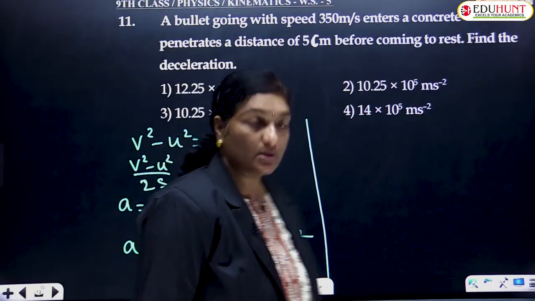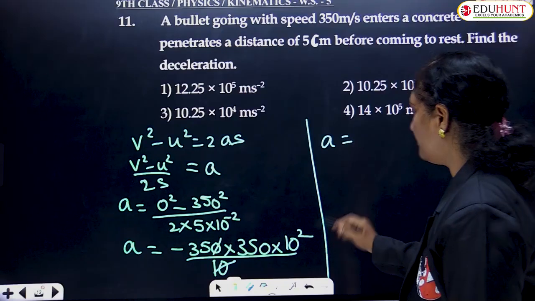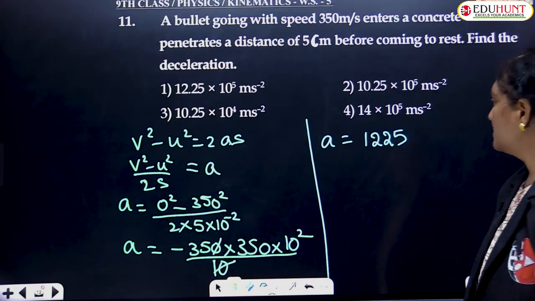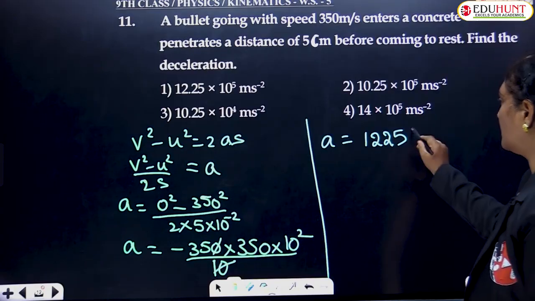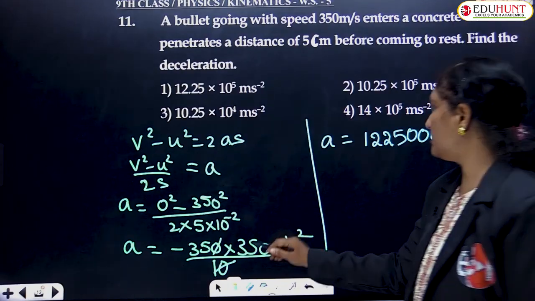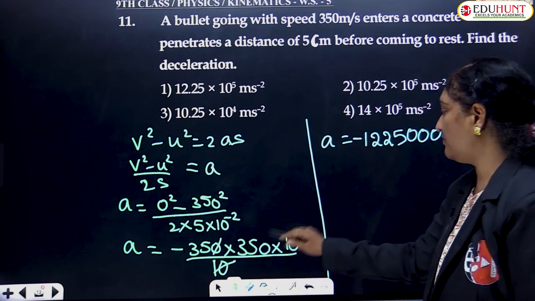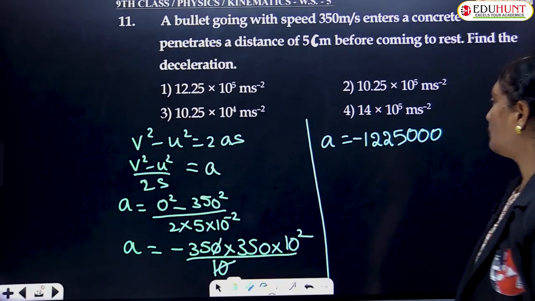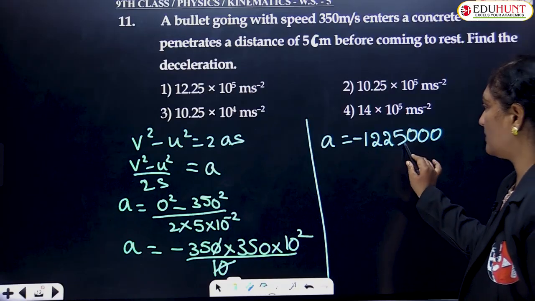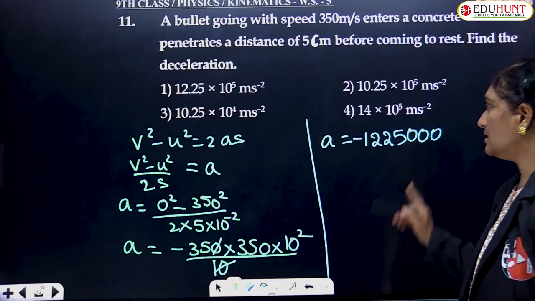35 into 35. What is the value of 35 square, children? It is 3, 4, 3 is 12, 1225. 35 into 35 is 1225, and this 0 and again these two zeros. So what is the total answer? 35 square I wrote as 1225. This 0 I carried forward, and this 10 square as 100 I wrote. So this is your answer.